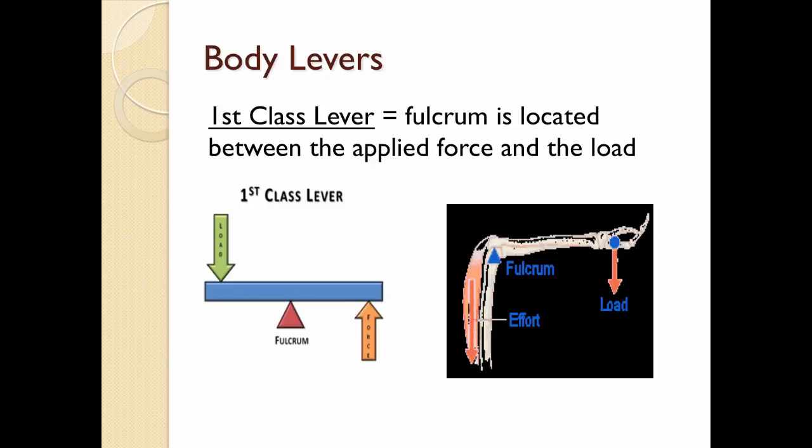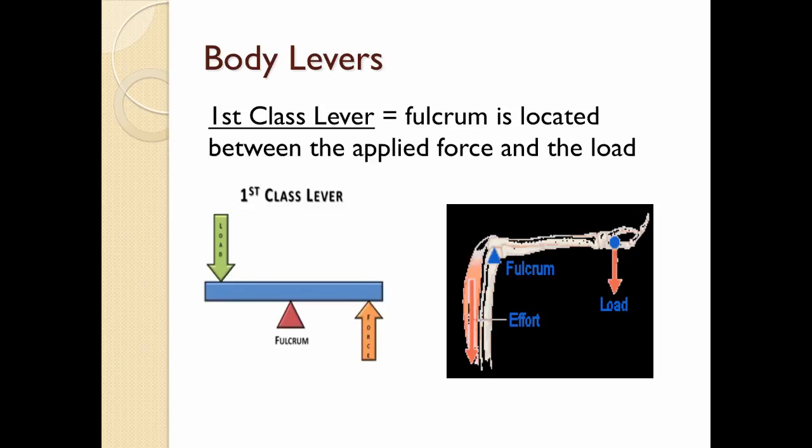So the first class lever is a fulcrum is located between the applied force and the load. So we see this at the elbow. So the fulcrum is the elbow joint. The load we would put at our hand, and our effort would be our triceps muscle. So this would be like doing a triceps extension, like a nose buster, where we have weight in the hand. We're laying on our back.